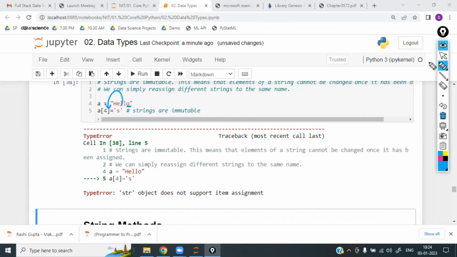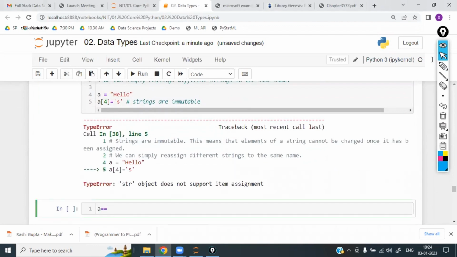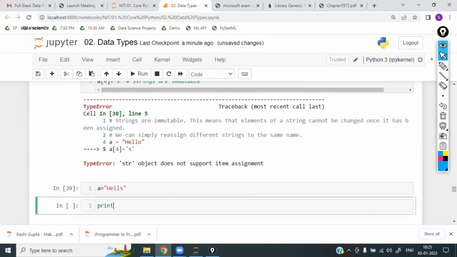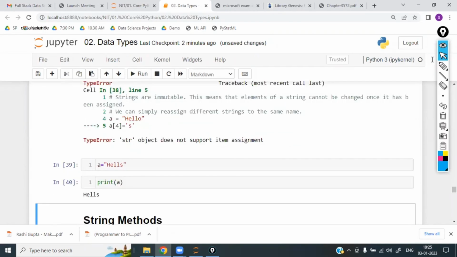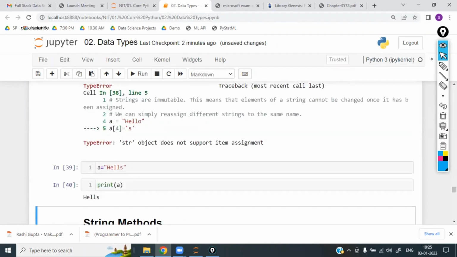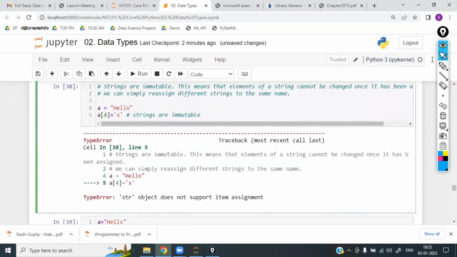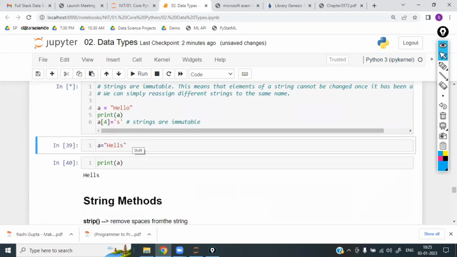Sir, you told that it is not able to replace in the same object. Now let us write like this: A is equal to HELLS. If I ask to print A, what is printed? HELLS. Now A was replaced, instead of O we have got S. Whether it is the same object or a different object, you can check. So A is equal to hello, print the A value. The A value will be hello.